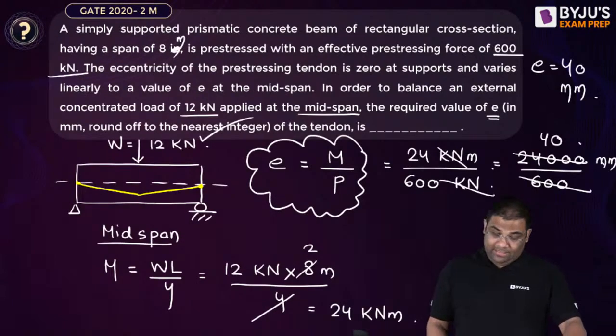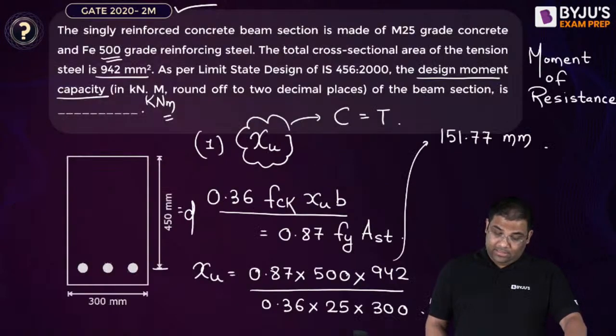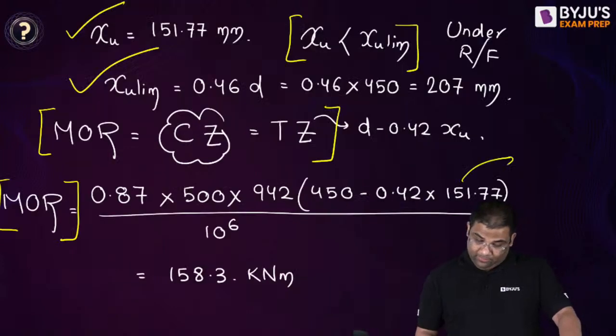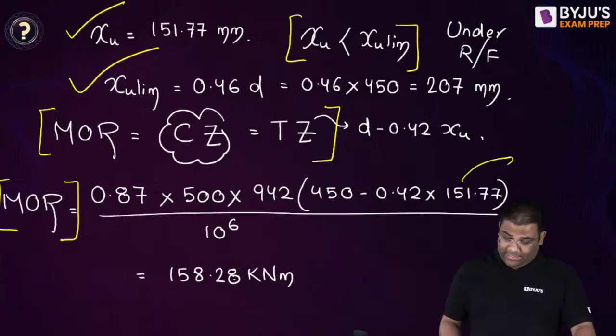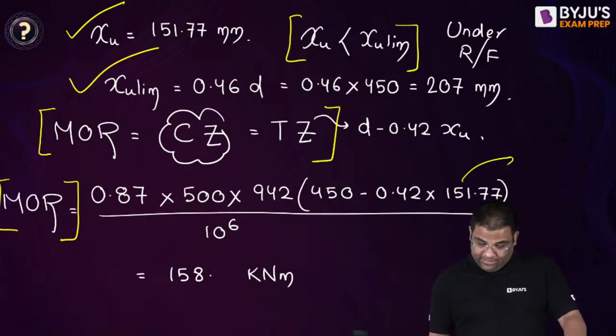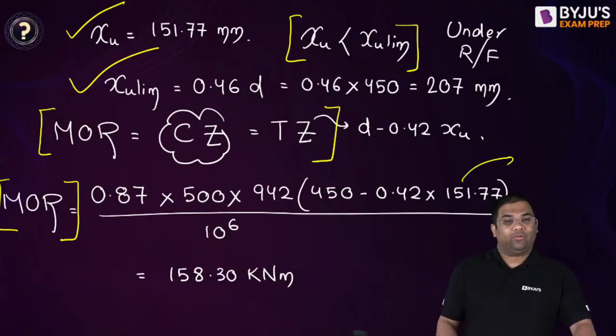Always see what they have mentioned. Rounding up to what? Sometimes rounding up to the nearest integer. Here, round up to decimal places. They will give a range, okay? So I could have done 2.9 or 2.8, it doesn't matter. Even 3.0 is also correct. If you write this as 3.0, that is also correct actually.